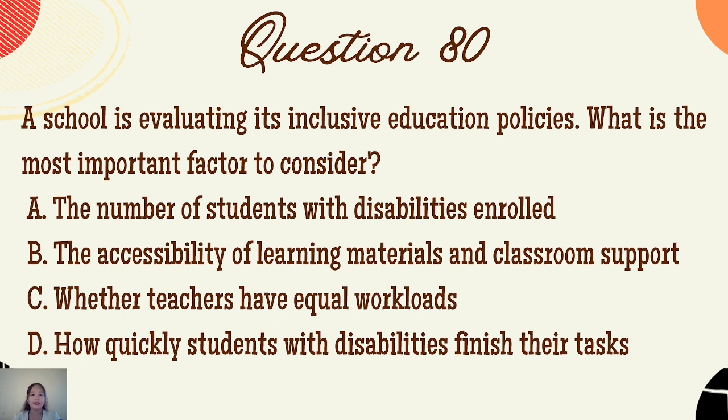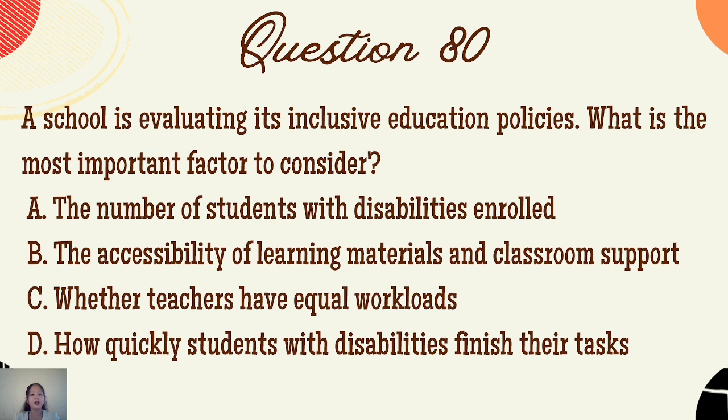A school is evaluating its inclusive education policies. What is the most important factor to consider? Well, the correct answer is letter B, the accessibility of learning materials and classroom support. Why? Inclusion means providing the tools students need to succeed. For example, a visually impaired student should have access to screen readers.